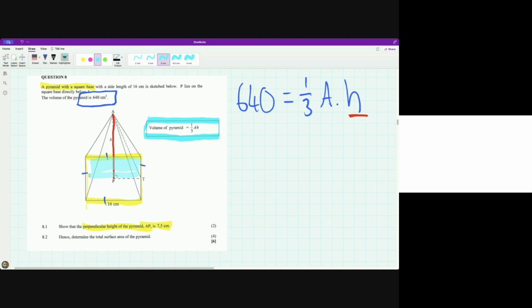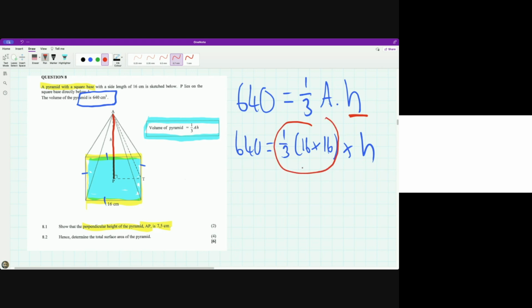this space here. My coloring skills aren't so good. Does anybody know how I can get the area of the blue bit? I think it's just 16 times 16. So we'll get 640 is 1/3, 16 times 16 times height. And then I want you to take this whole thing and move it to the other side and see what you get for H. What do you get for H?